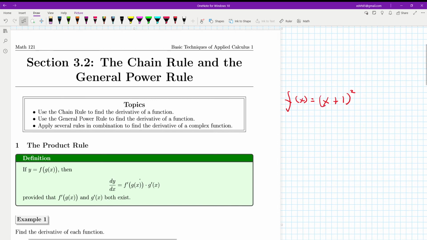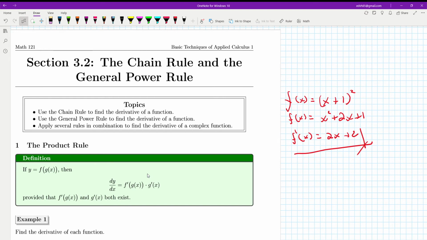One of the strategies for this is to square the binomial to simplify the function, and then take the derivative of each term, which doesn't seem like too much work. So that's the final answer: take the derivative of each term after foiling the binomial.